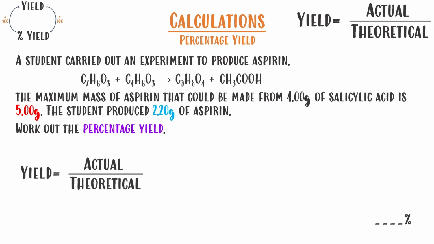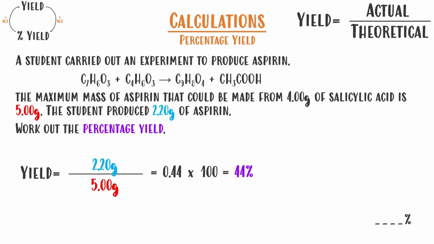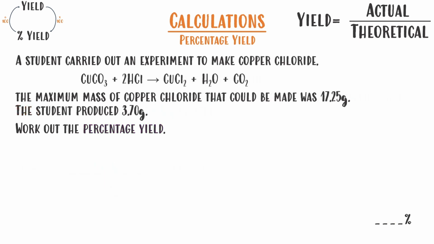Let's input this into the formula. Now, all we're going to do is substitute our values, where the theoretical is 5 grams, the actual was 2.2 grams, and then we're going to carry out the calculation, giving us 0.44. And of course, we want this as a percentage yield. So we'll multiply by 100, giving us 44%. Now, these are expected to be about 3 marks on your GCSE exams. Let's have a look at another example.